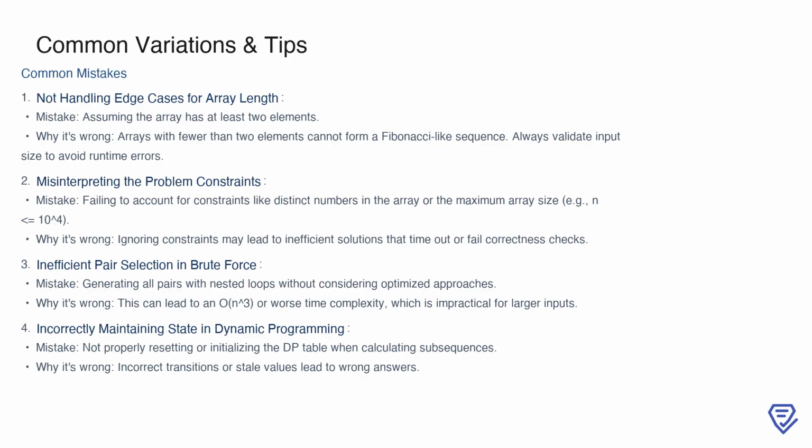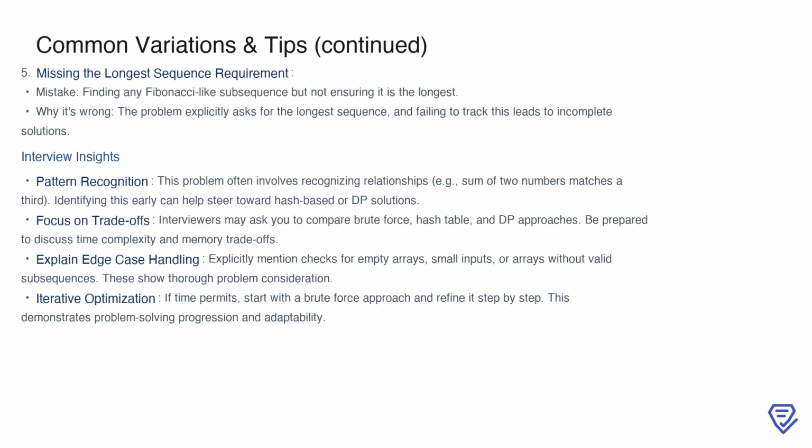Next, brute force approaches often involve generating all possible pairs using nested loops, but this can result in time complexities of n cubed, or worse, which are impractical for larger arrays. Finally, when using dynamic programming, maintaining the DP table correctly is critical. Failing to reset or initialize the table properly can lead to stale values or incorrect transitions, causing your solution to produce the wrong results. Another pitfall is not focusing on the requirement to find the longest Fibonacci-like subsequence. It's not enough to just find any valid subsequence, you need to ensure it's the longest possible. Missing this detail can lead to incomplete solutions.